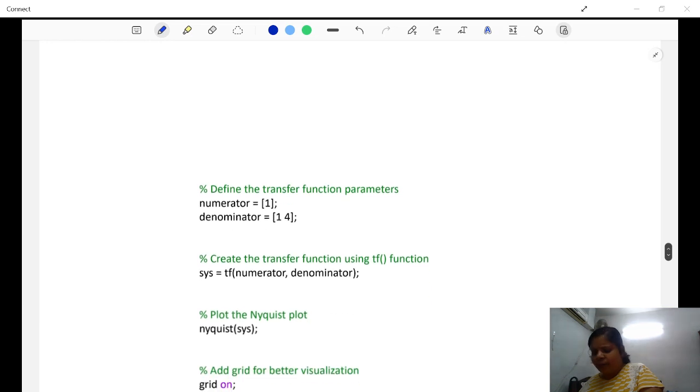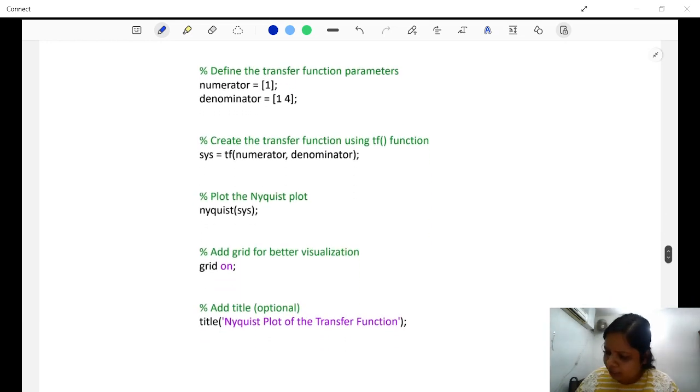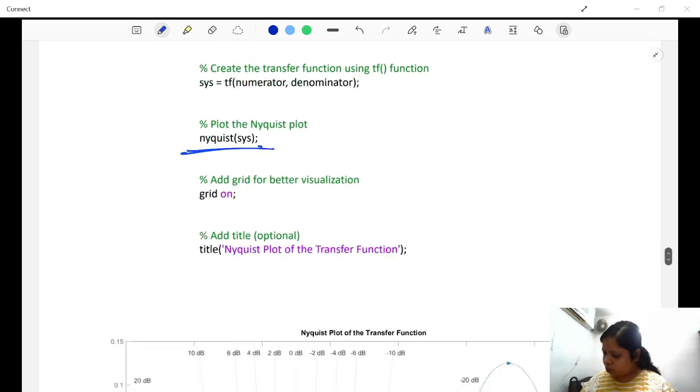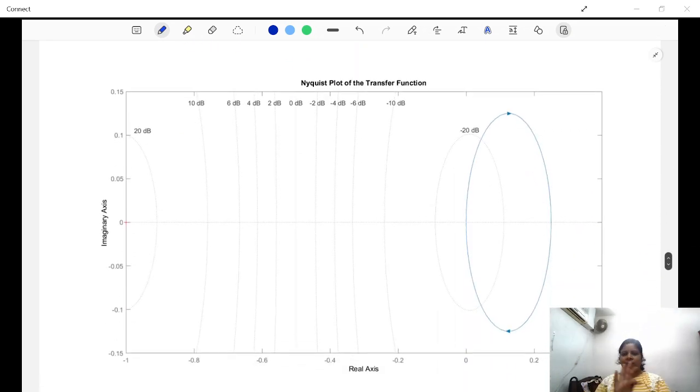This is the same question that we have done. The difference here is only the Nyquist of the system. You can copy this whole code and run it in MATLAB, and you'll get the plot. The plot would look like this, so whatever you did now is justified here.